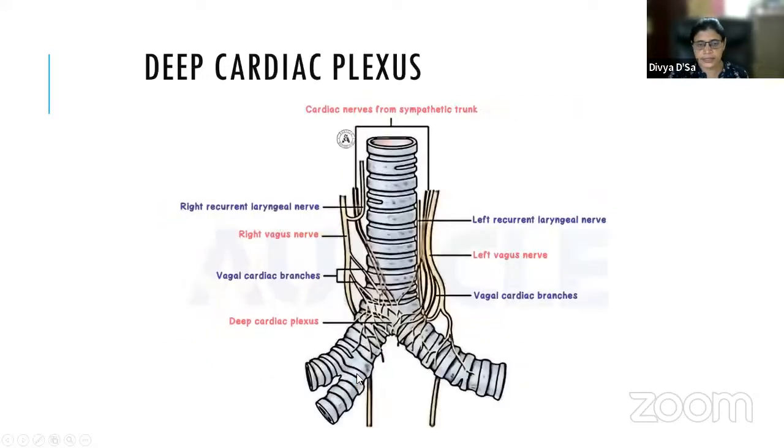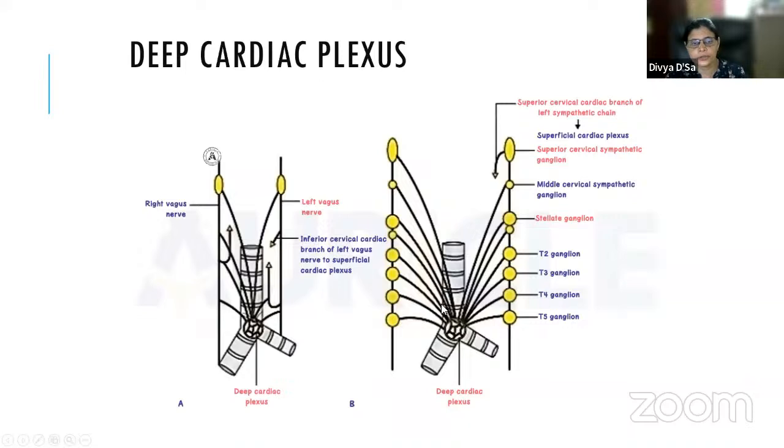Now the deep cardiac plexus lies in front of the bifurcation of the trachea, behind the arch of aorta. Here you can see both. It is formed by all the cardiac branches from the 3 cervical and upper 4 or 5 thoracic ganglia of the sympathetic chain, as well as all the cardiac branches of the vagus and the recurrent laryngeal nerve, except the inferior cervical cardiac branch, because that participated in the formation of the superficial cardiac plexus.